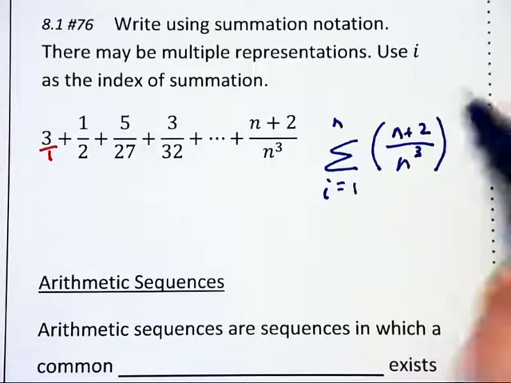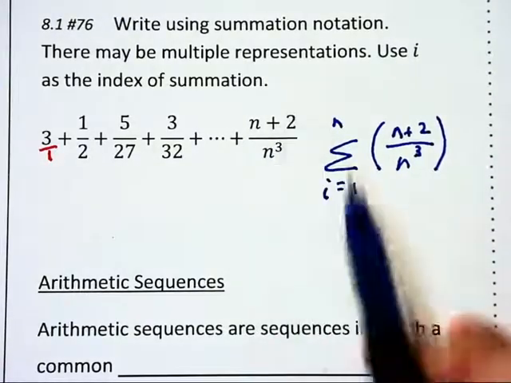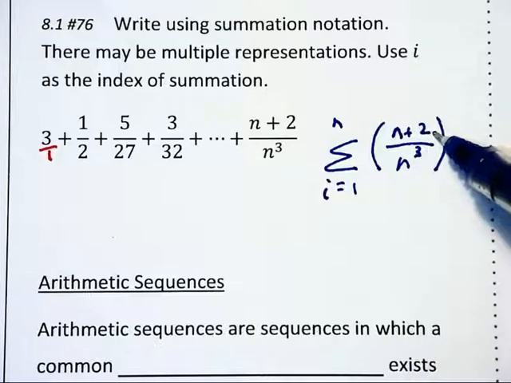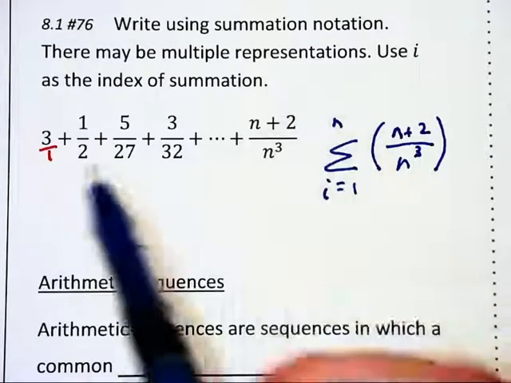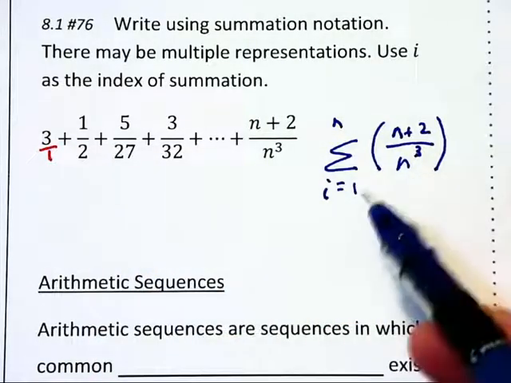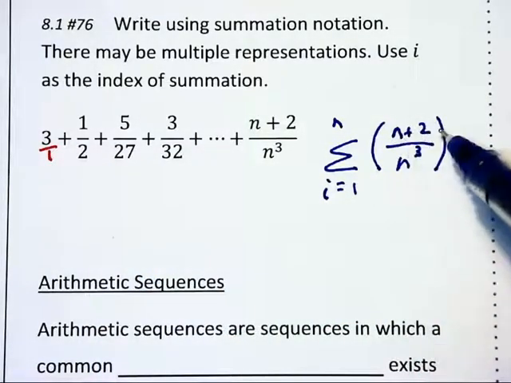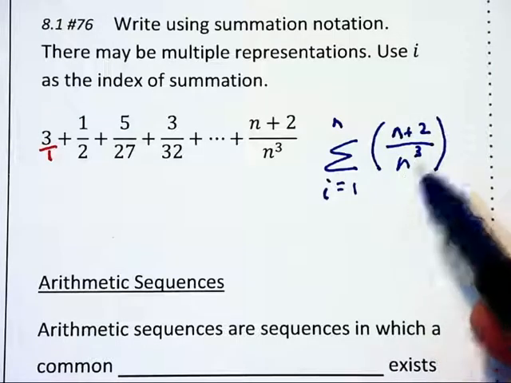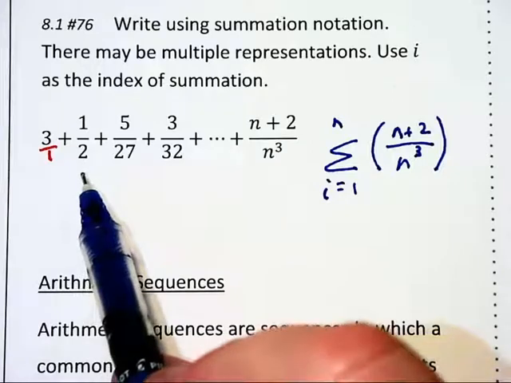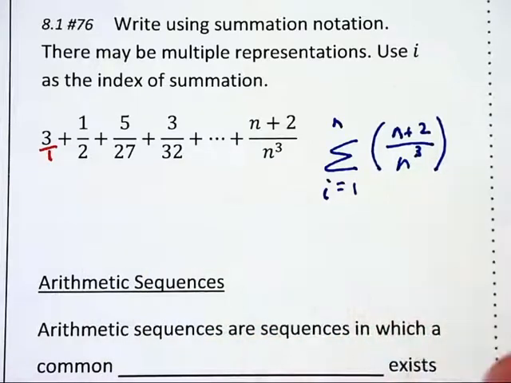Now let's verify that this works. When we substitute in 1, we get 1 plus 2, that's 3 over 1 cubed. 3 over 1 makes the 3. Let's try one more. Let's substitute in n equals 2. 2 plus 2 is 4. 2 cubed is 8. We have 4 over 8, which reduces to 1/2. And yes, this is the proper formula put in summation notation.